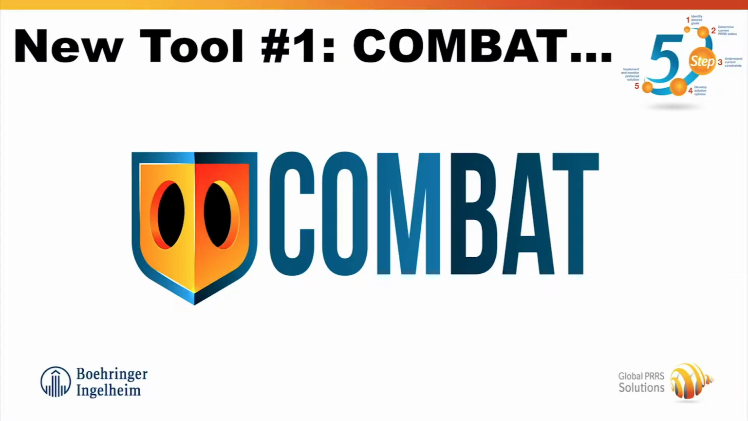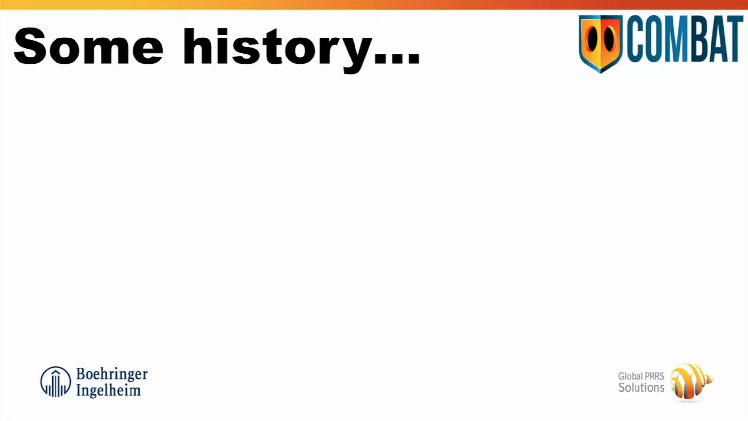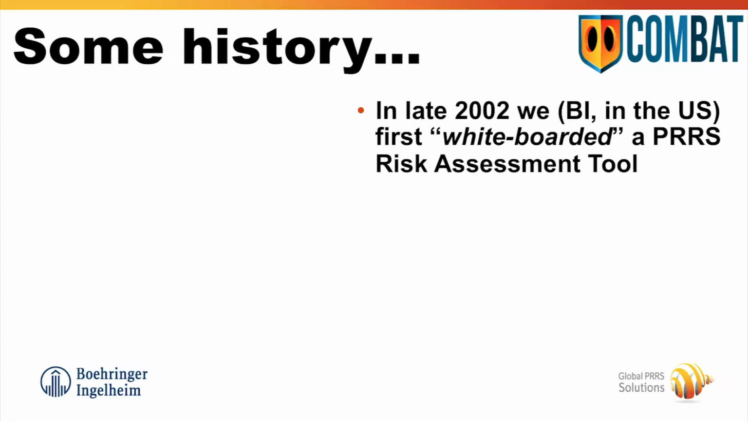So, COMPAT, risk assessment. I'll give you a little history on risk assessment from the BI standpoint. A number of years ago, back in fall of 2002, in the US, we whiteboarded a PERS risk assessment tool. The reason we did that is because we were starting to look at some initiatives to look at system-level PERS management, and we were looking at some initiatives to do area regional control approaches to PERS management. And so we needed some tools to help us understand risks at a flow, system, and an area region network type level.